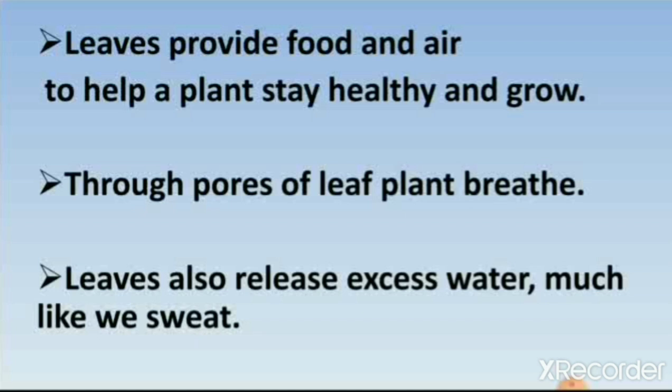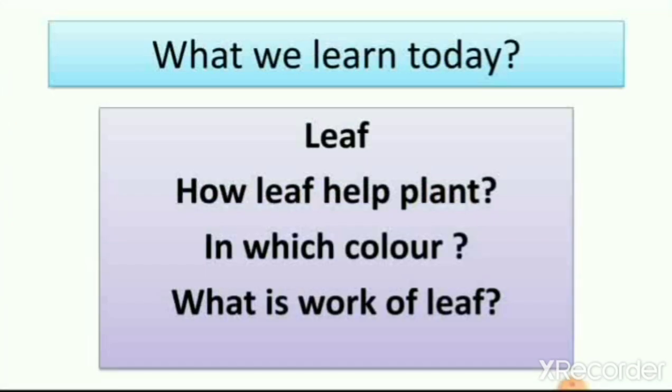The importance of leaves in a plant is that they help the plant stay healthy and grow. Through the pores of the leaf, the plant breathes, and leaves also release excess water which is harmful to the plant. So today we learned all these things. I hope you all enjoyed my lecture and we will meet in the next lecture.